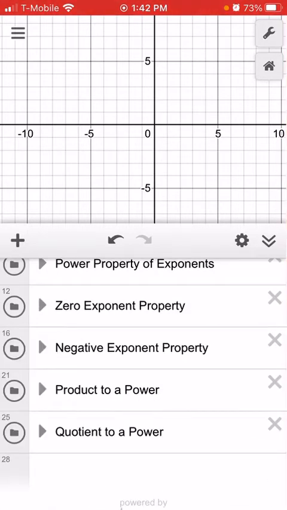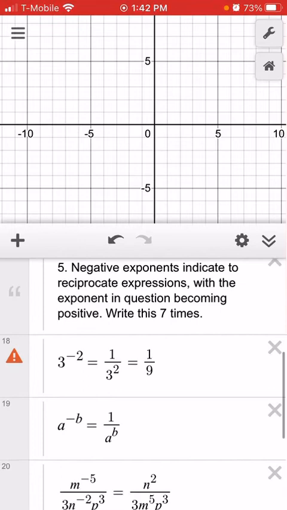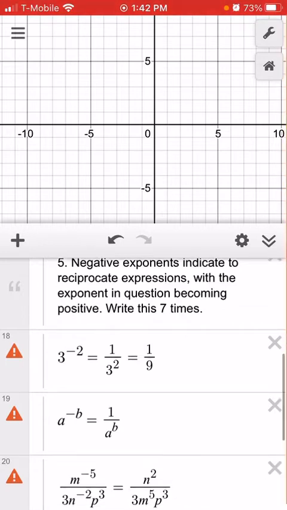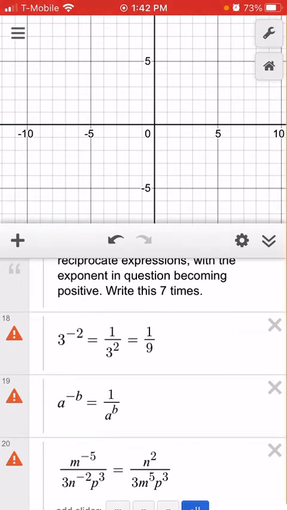Your fifth property, negative exponents property. Negative exponents indicate to reciprocate expressions, with the exponent in question becoming positive. For example, 3 to the negative 2nd is the same as 1 over 3 to the 2nd. Or a to the negative b is the same as 1 over a to the b.